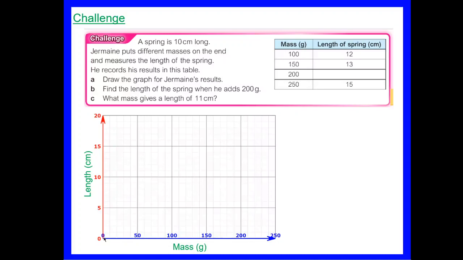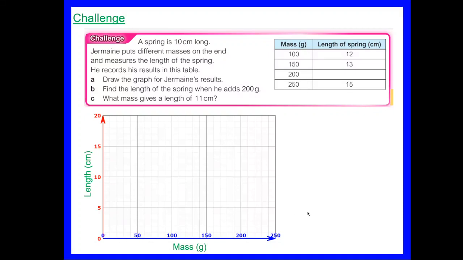My mass I've decided to go along in 50s. So we're constantly going along in 50s till we get to 250. And my length I've decided to count up in 5s, so 5 squares per 5 until I've got past 15. You may have drawn your axes slightly different, but remember the key is whatever you start counting in, you must continue to count the same amount of squares across that same distance. So I've got 5 squares to each 50 going along here.